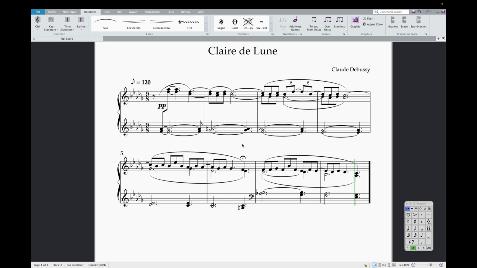Debussy took contour into account when writing this, and you can too when you're writing your own melodies. So be like Debussy. Think about contour. Use it intentionally. Think about pitch range, the space between the highest note and the lowest note. We have here the lowest note so far is this E flat, and our highest note is this A.